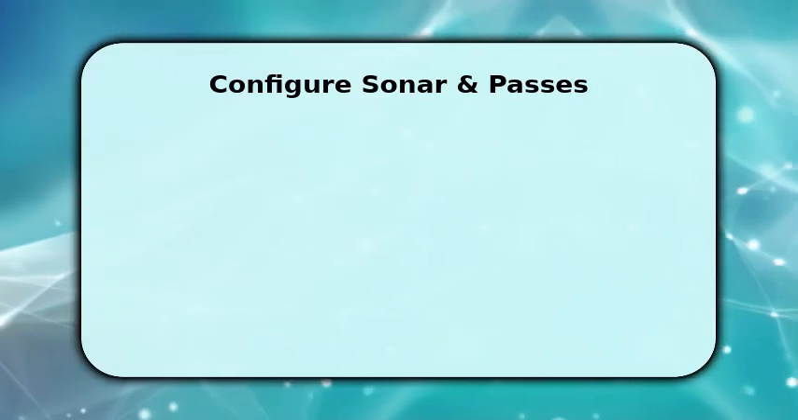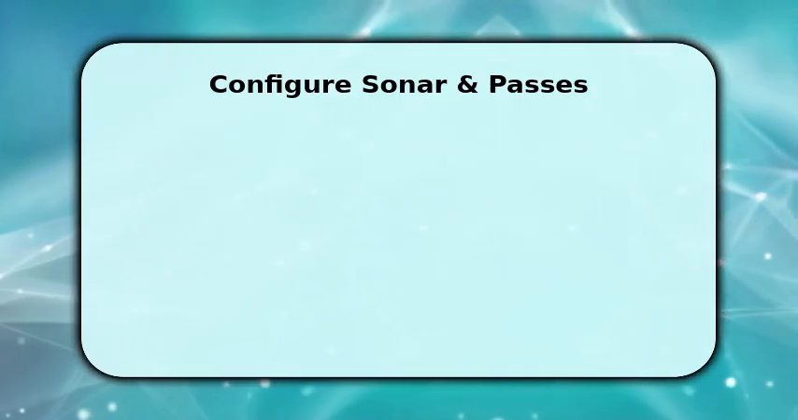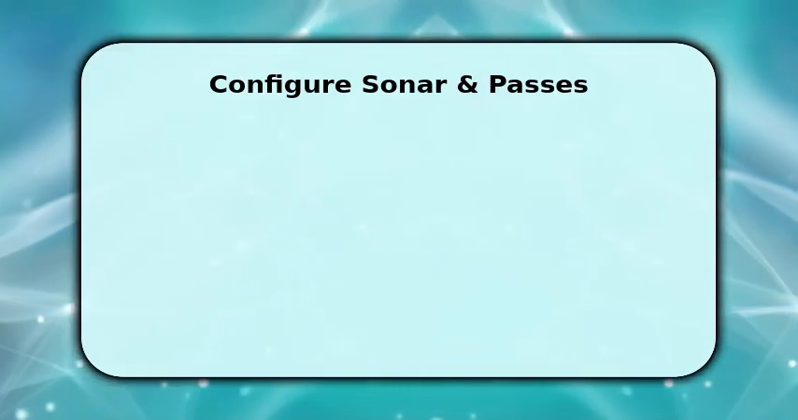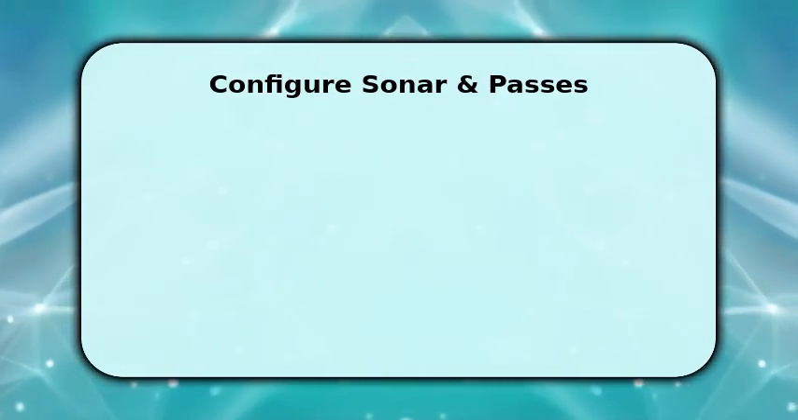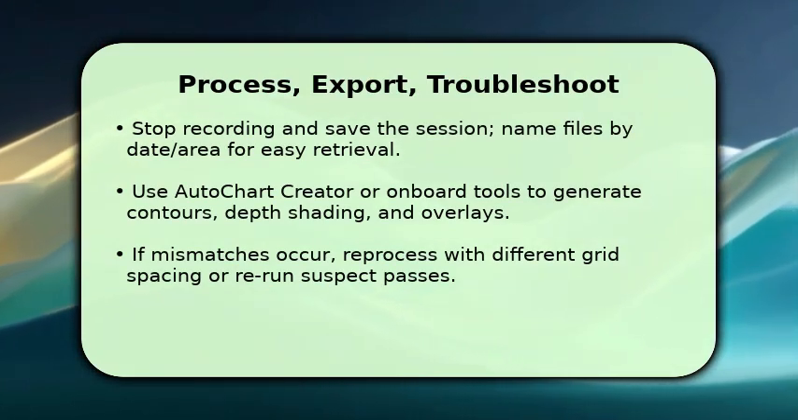Once underway, watch live side and down images for dropouts. If interference or gaps appear, slow down or rerun that pass immediately to preserve usable data. Finish by saving and processing your files to produce usable charts and contours.